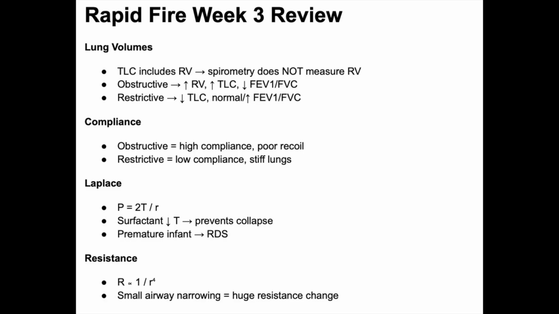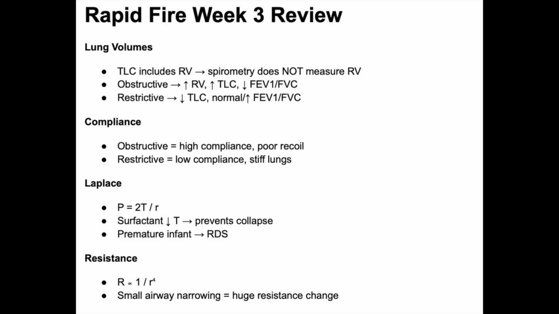Let's do it. So, starting with volumes. Spirometry does not measure residual volume. That single fact explains why it cannot directly measure TLC or FRC either, because both include residual volume. If residual volume increases, think air trapping. That immediately points you towards obstructive disease: increased RV, increased TLC, decreased FEV1 to FVC ratio. That's your obstructive pattern. Restrictive disease is the opposite logic.